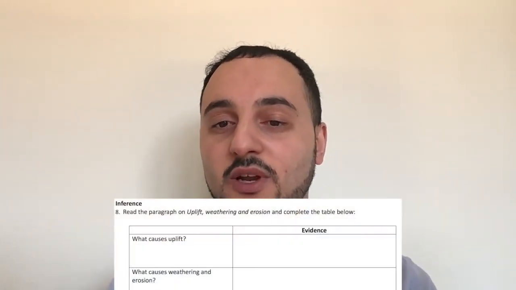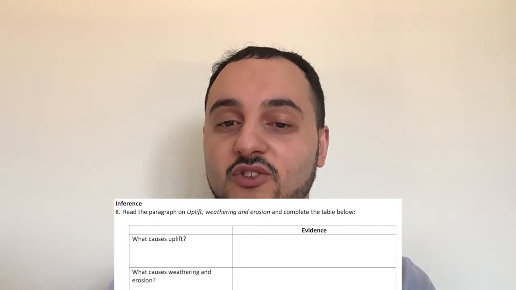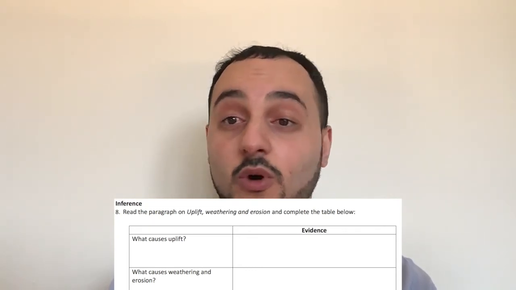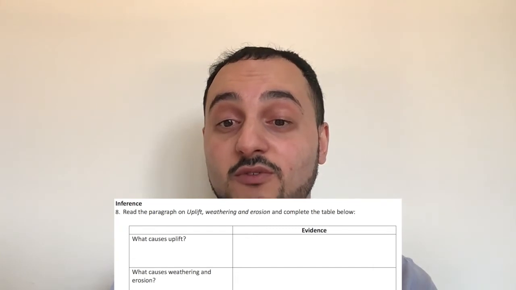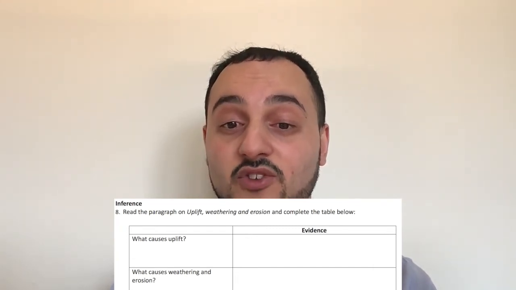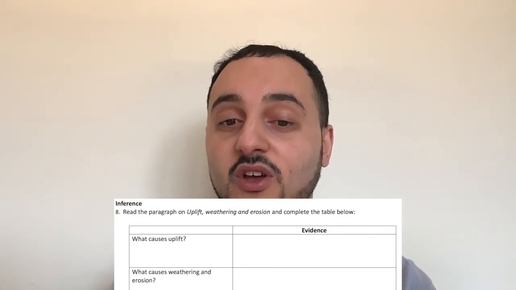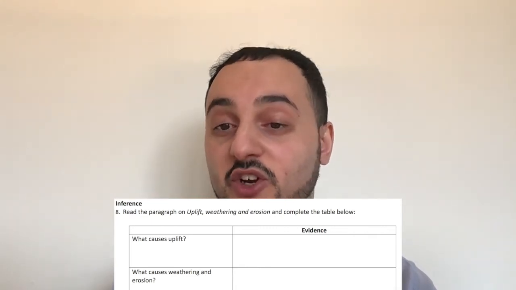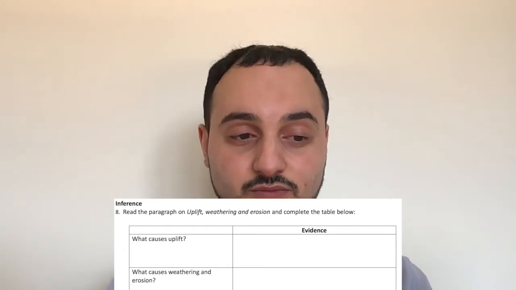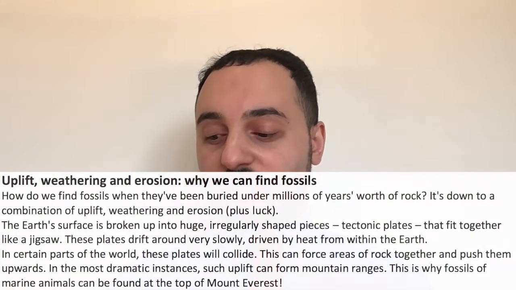Right, inference, question 8. Read the paragraph on uplift, weathering and erosion and complete the table below. So I know where I'm looking. I've got what causes uplift, I've got what causes weathering and erosion, and I need evidence for both. So I'm going to look back through the text. I'm looking for some evidence for what causes uplift and what causes weathering and erosion. I'm looking in the uplift section.